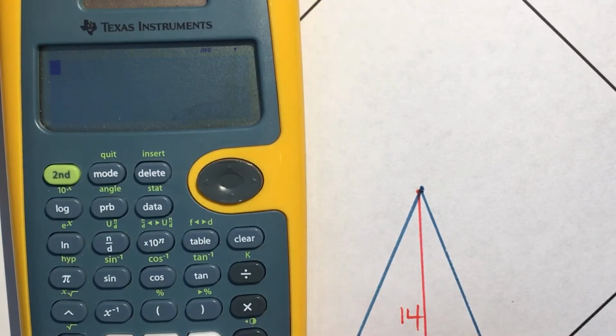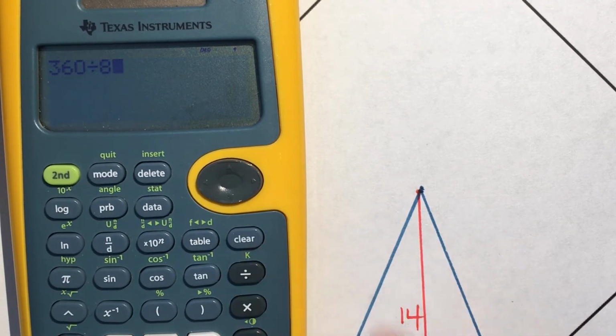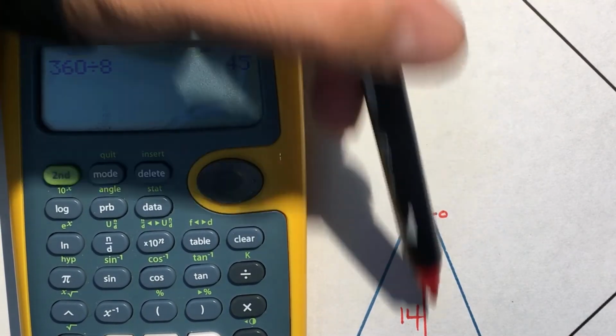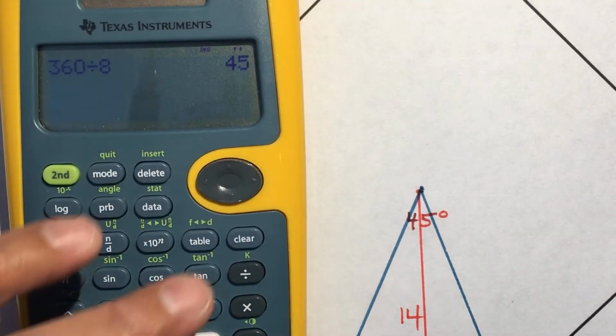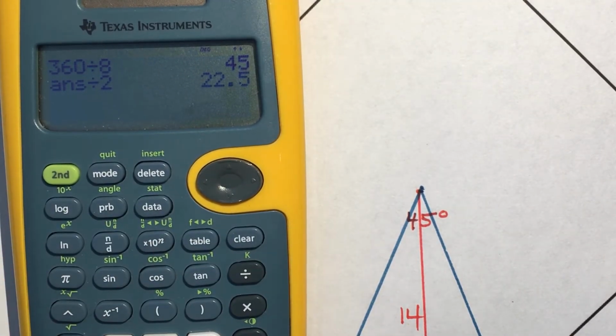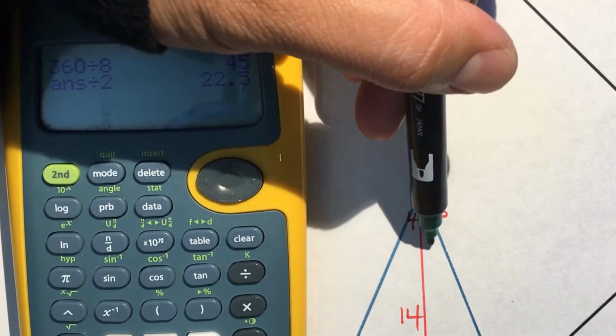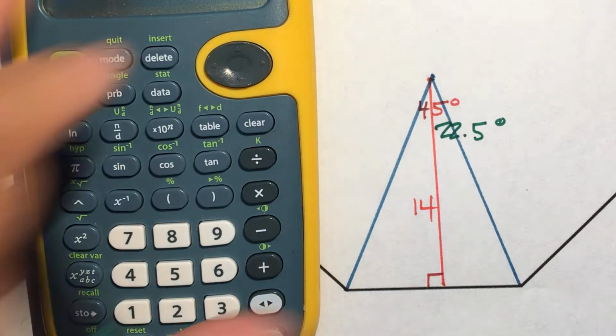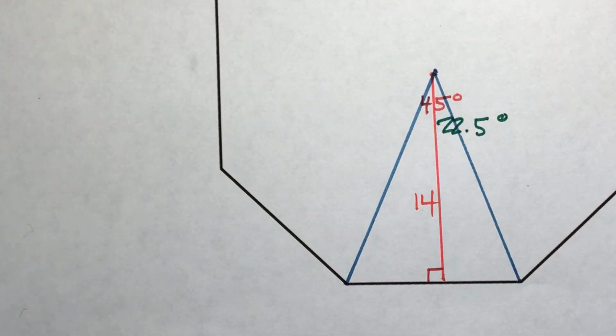So let's take 360, because remember 360 is all the way around. I'm going to take 360 and divide it by 8, which is 45 degrees. So this entire angle is 45 degrees, but we want to work with this right triangle right here. So I'm going to take that 45 divided by 2, which is 22.5 degrees. I'm going to take a different color and write 22.5 degrees right there.